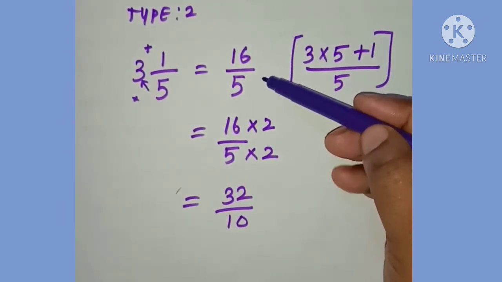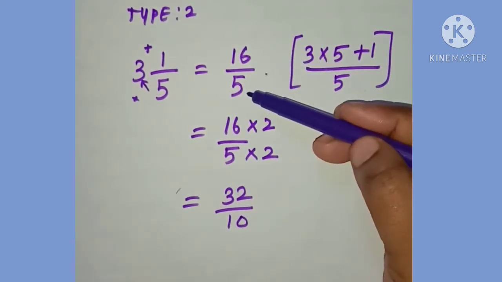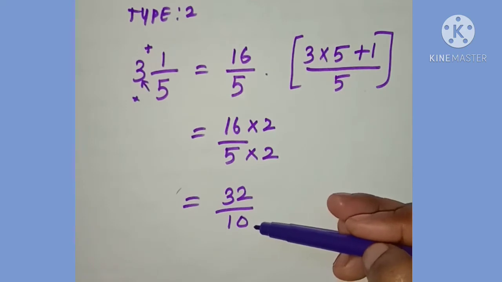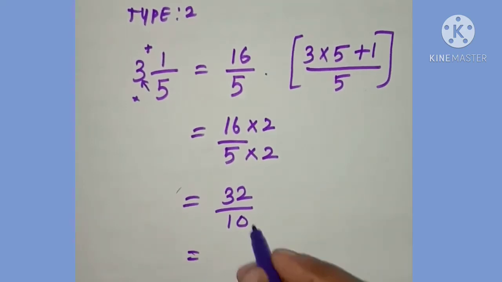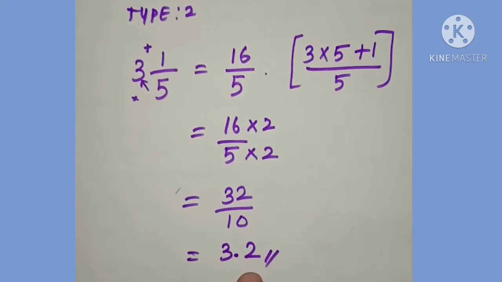Here we find a fraction equivalent to 16 by 5 whose denominator is 10. Now 32 by 10 is 3.2, which is the decimal number of the given mixed number.